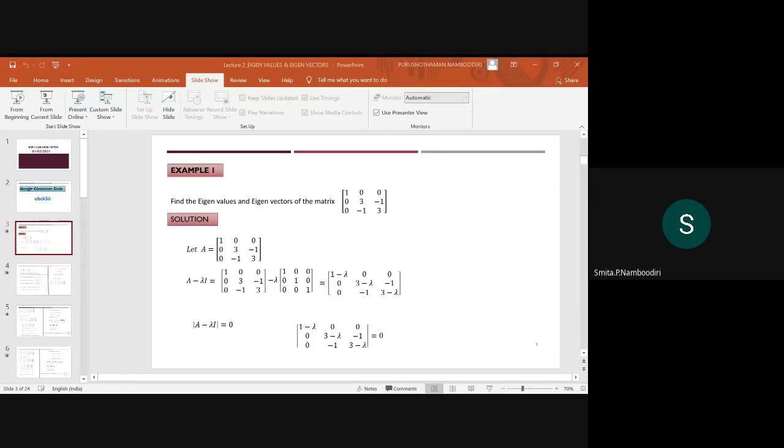Anyway, our aim is to find determinant of A minus lambda I equal to 0. We knew that we had a formula for that. Does anyone remember the formula? Lambda cube minus, in bracket, what do we have? Lambda cube minus sum of the diagonal elements into lambda square plus sum of the minors of the diagonal elements into lambda minus determinant of A equal to 0.